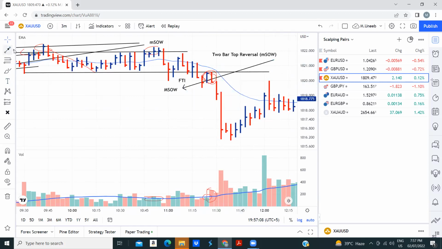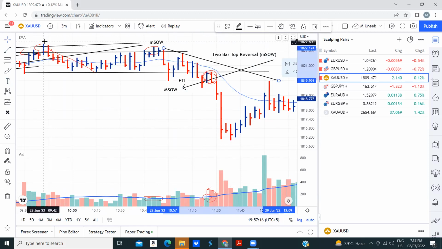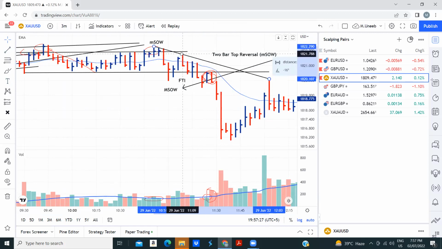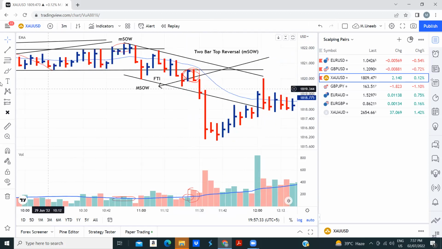Can you see? And now if we start drawing the channel from here to here, connecting this point and this point, because this is first high, the second lower high was observed right over here, the price goes down. The third lower high was observed here. If we join the second lower high and third lower high, we can draw the channel like this. Am I right?